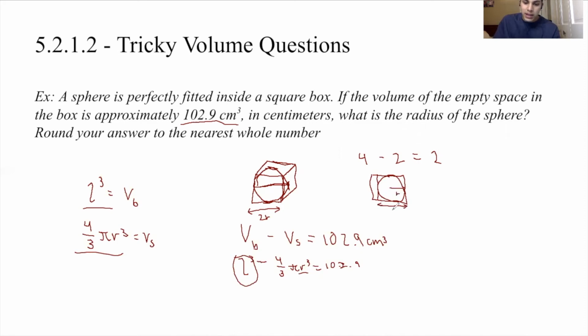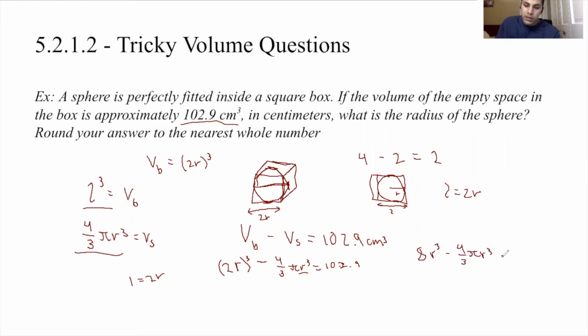So the radius is half the distance of the length, which means that the length is actually 2 times the radius, or L is 2r. So now if we say, okay, well, the volume of the box is going to be the length cubed, or 2 times the radius cubed, now we can solve for the radius. So when we resubstitute it in here, instead of saying L cubed, we can say (2r) cubed. Make sure you keep the parentheses, because L is equal to 2r, and if you don't keep the parentheses, then you're going to mess up calculations. So now we have 8r cubed, or 8 times r cubed, minus 4/3 pi r cubed equals 102.9.